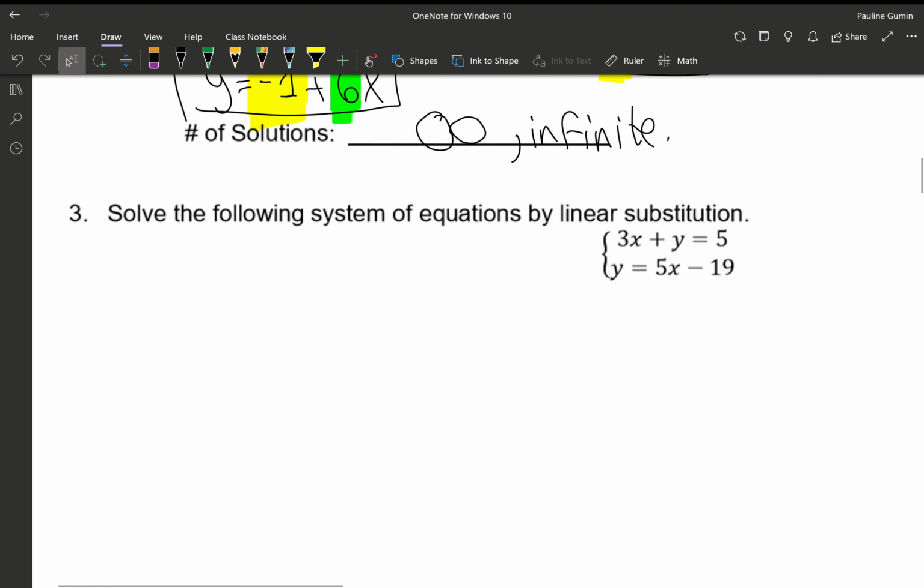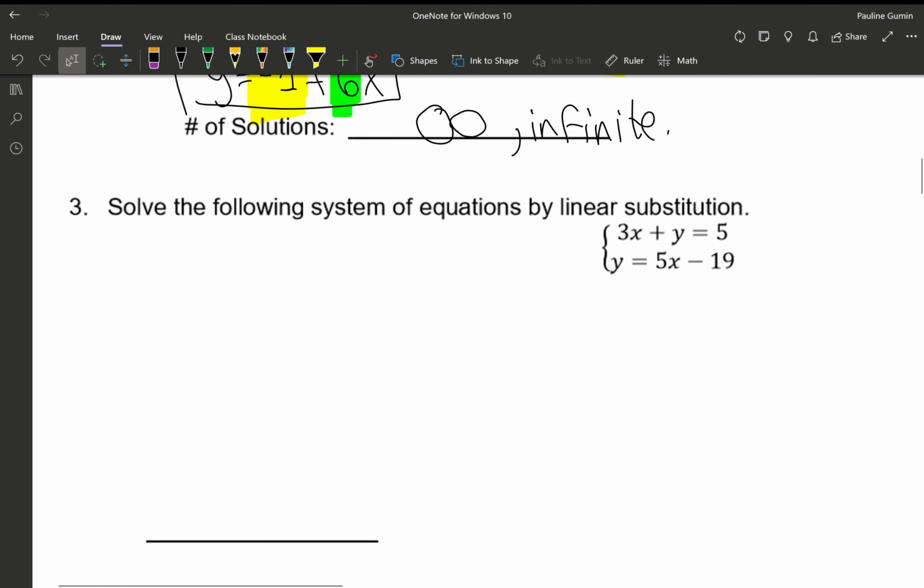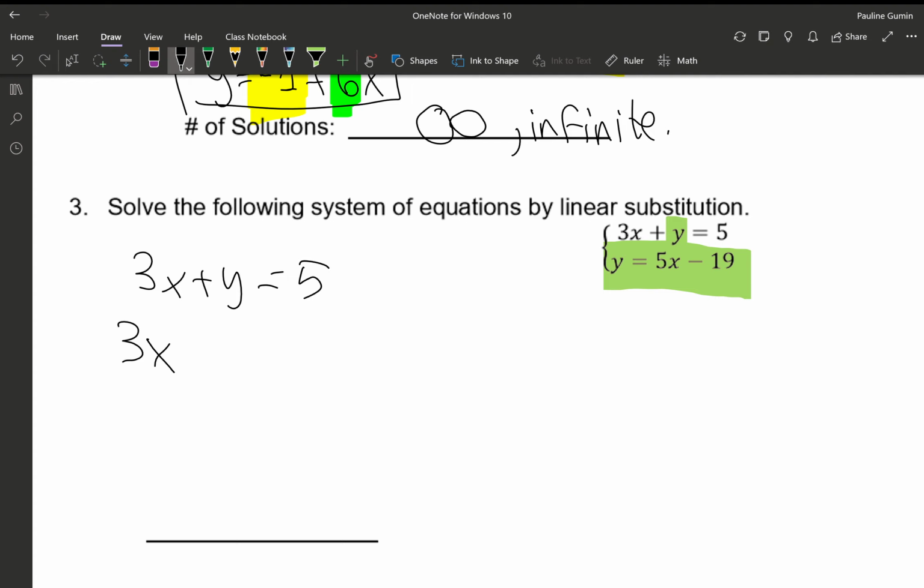All right, number 3. Solve the following system by linear substitution. Okay, let's do it. Substituting is asking us to do this. We're going to take this y and plug it into that top equation. So instead of 3x plus y equals 5, I'm going to have 3x plus 5x minus 19 equals 5.